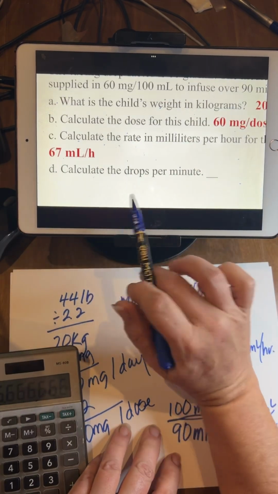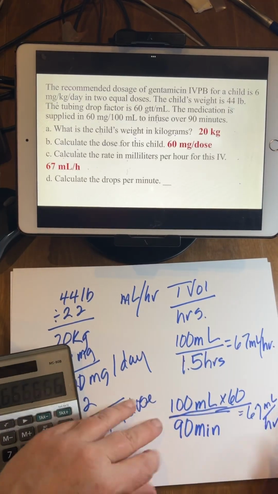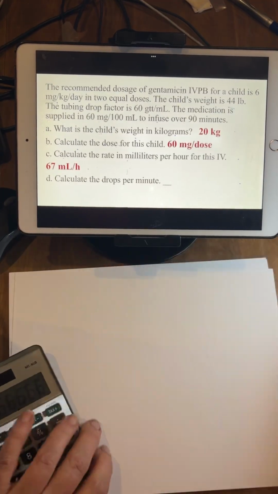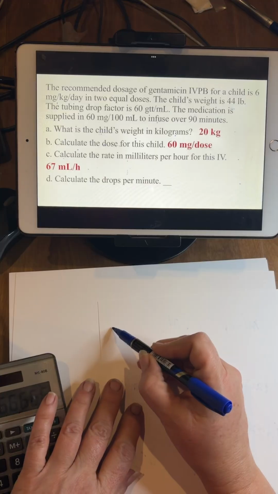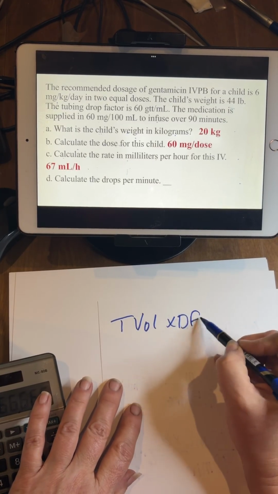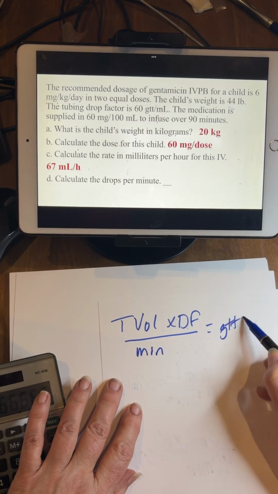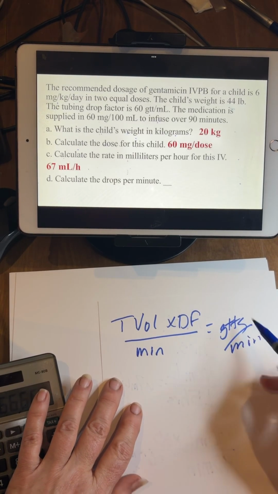Okay, and then calculate the drops per minute. So, remember drops per minute? I'm going to remind you. It is the total volume times the drop factor divided by the time in minutes. It's got to be in minutes. That's drops per minute. So let's find this.